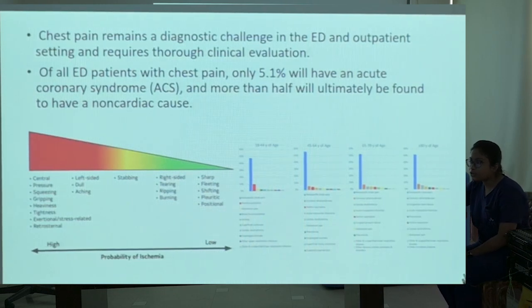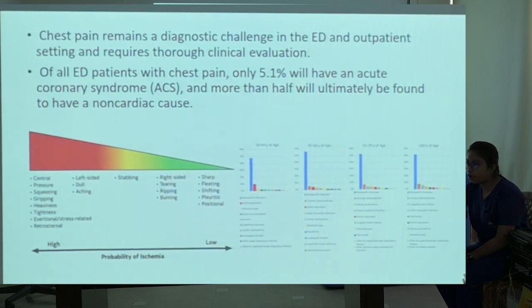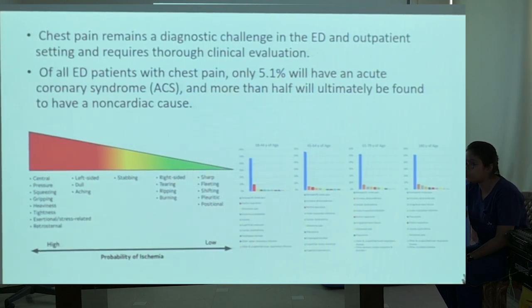Chest pain remains a diagnostic challenge in the emergency department and outpatient setting, and it requires thorough clinical evaluation. Of all emergency patients with chest pain, only 5.1% will have an acute coronary syndrome, and more than half will ultimately be found to have a non-cardiac cause. This left-sided picture shows the probability of ischemia from high to low depending on the clinical presentation of the patients.